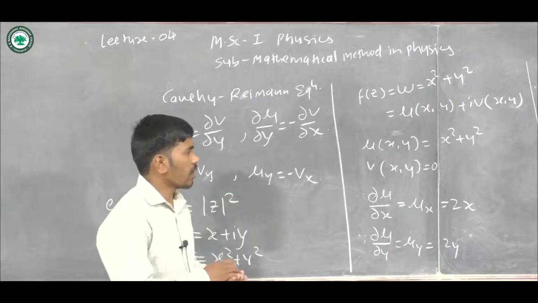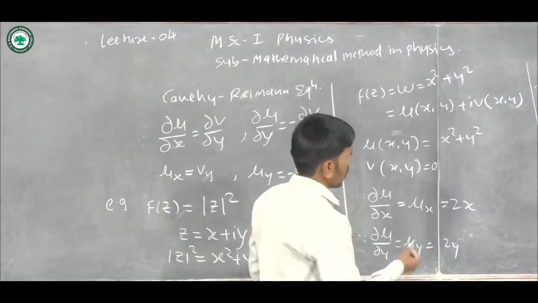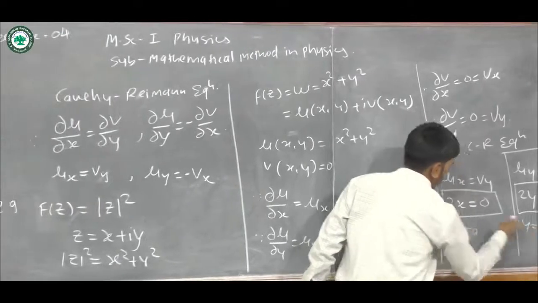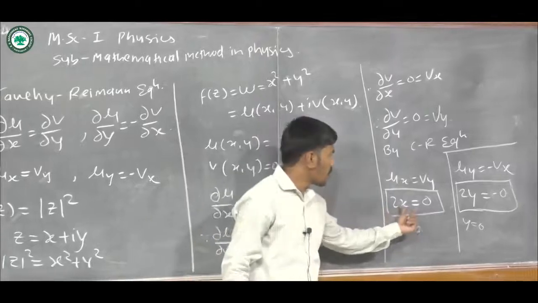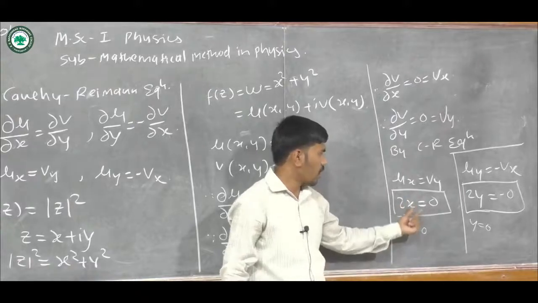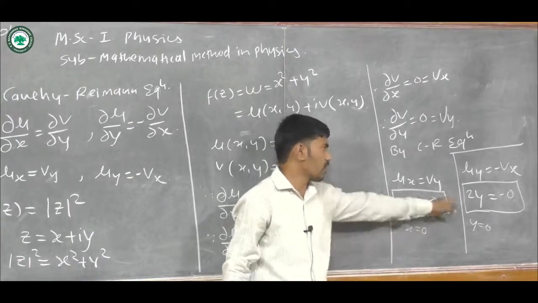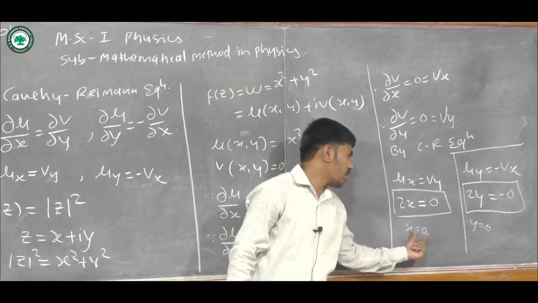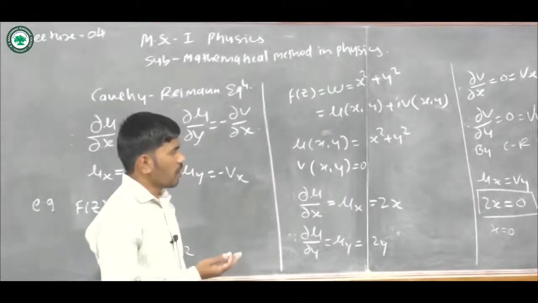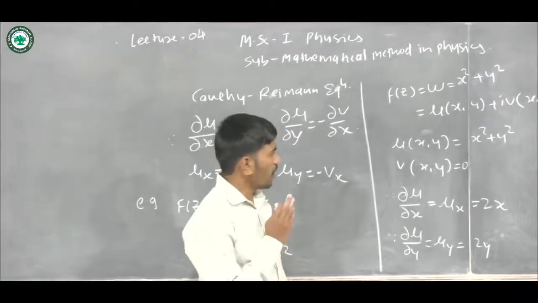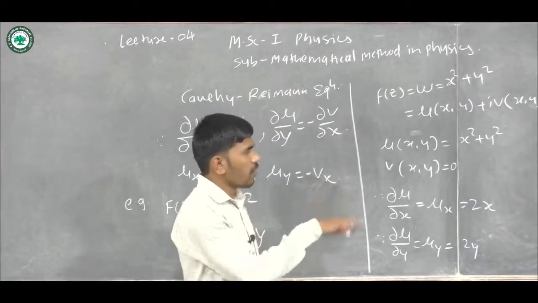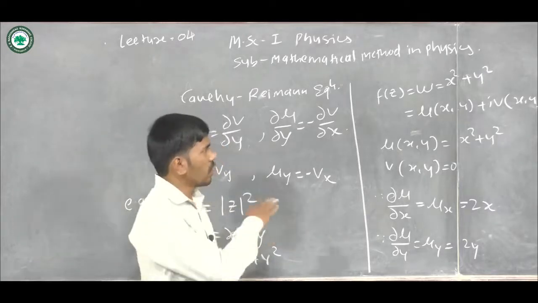But at the origin, if we consider x equal to 0 and y equal to 0, both sides are 0, meaning the left hand side and the right hand side are equal. This x equal to 0 and y equal to 0 is nothing but the origin. So at the origin this function is differentiable, but in the neighborhood of the origin, this function is not differentiable.